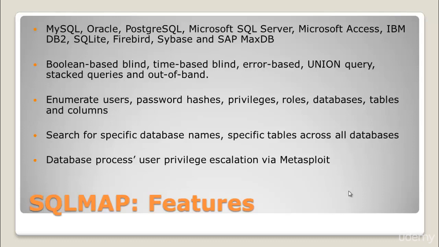It also has support for database process user privilege escalation via Metasploit's Meterpreter getsystem command. It can establish an out-of-band stateful TCP connection between the attacker machine and the database server's underlying operating system. This channel can be an interactive command prompt such as a Meterpreter session, or a graphical user interface such as a VNC session, as per the user's choice.